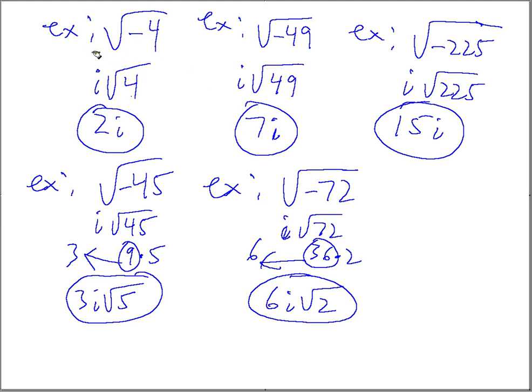So simplifying square roots of negative numbers, as you can see, is very simple. You simply make it positive inside by putting an i on the outside, signifying that it's going to be an imaginary number, and then you finish off simplifying the square root to get the final answer. All right. Let's talk about adding and subtracting these types of complex numbers here.